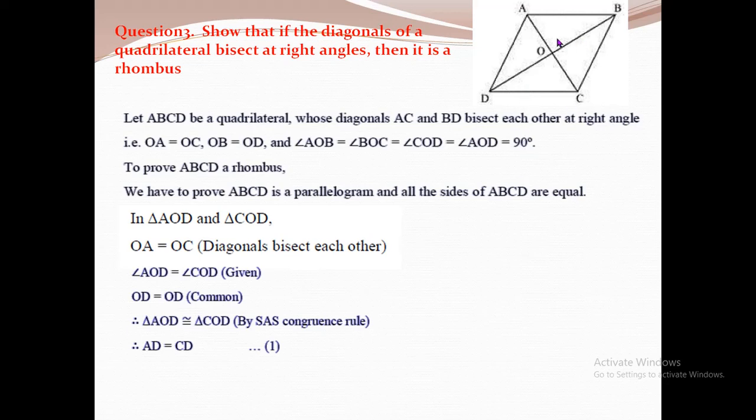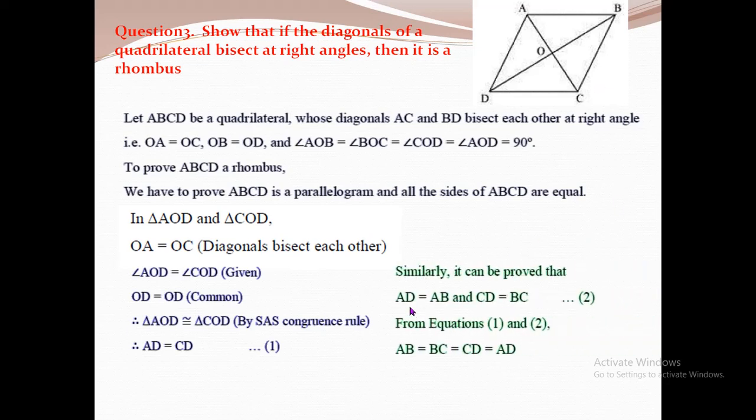In a similar way, we can prove that triangle AOB is congruent to triangle COB. Similarly, it can be proved that AD equal to AB if you take these two triangles. And we can also prove that CD is equal to CB. Then by taking all these equations, AB equal to BC equal to CD equal to AD, you get. Okay, you understood this problem?